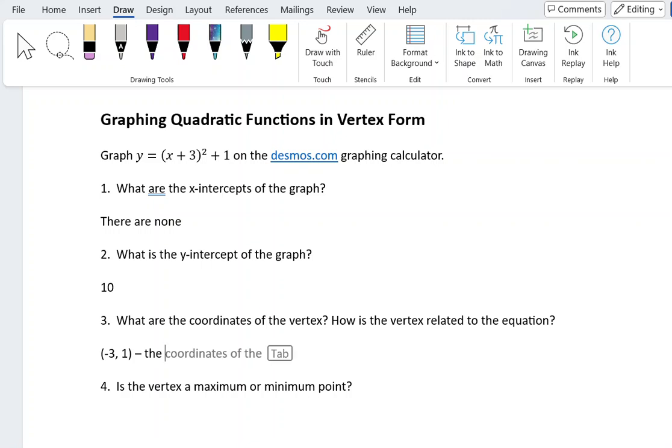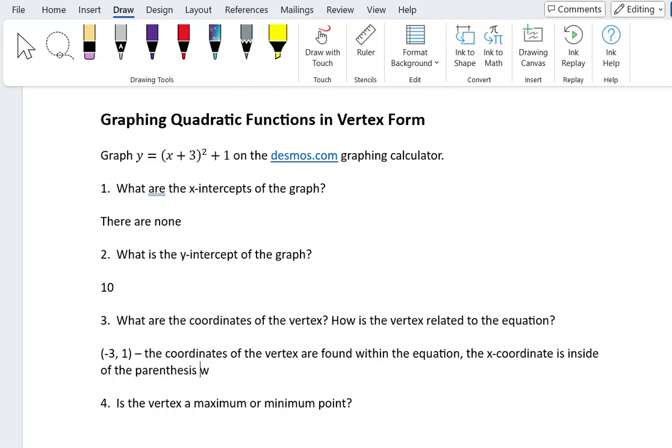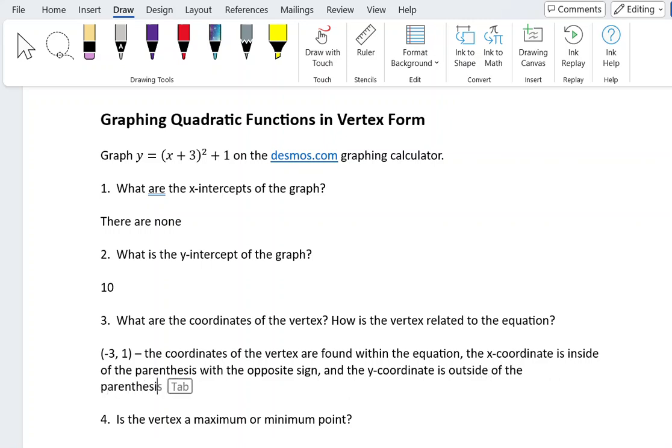So the coordinates of the vertex are found within the equation. The x-coordinate is inside of the parentheses, with the opposite sign. And the y-coordinate is outside of the parentheses, with the same sign.